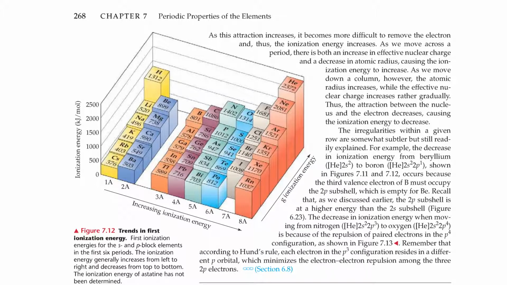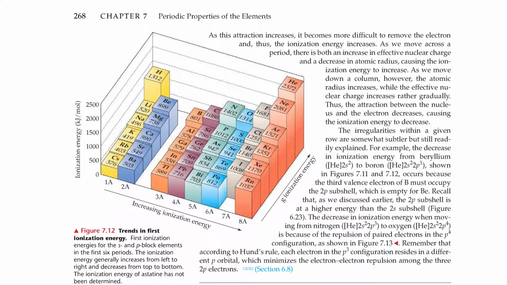As we move across a period, there is both an increase in the effective nuclear charge and a decrease in the atomic radius, causing the ionization energy to increase. As we move down a column, however, the atomic radius increases, while the effective nuclear charge increases rather gradually. Thus, the attraction between the nucleus and the electron decreases, causing the ionization energy to decrease. The irregularities within a given row are somewhat subtler but still readily explained.